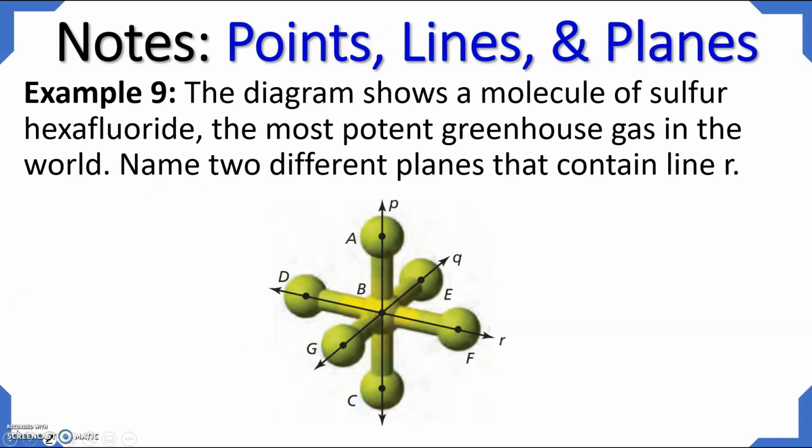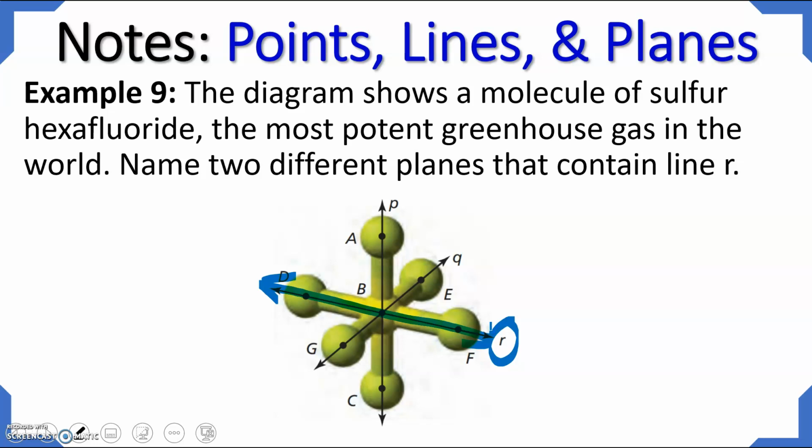All right, so our last example. Example 9. The diagram shows a molecule of sulfur hexafluoride, the most potent greenhouse gas in the world. Name 2 different planes that contain line R. All right, so we have this 3-dimensional figure here. We can see that line R is this line right here. And we want to identify 2 planes that it exists on.